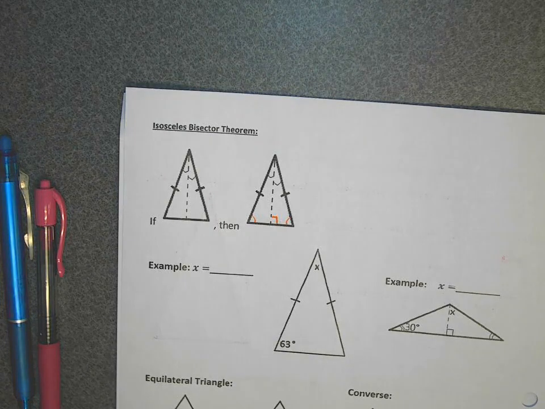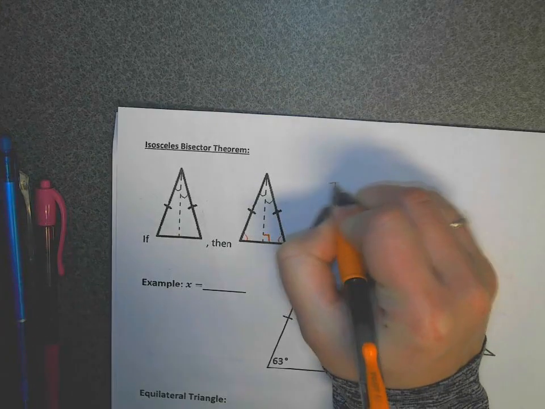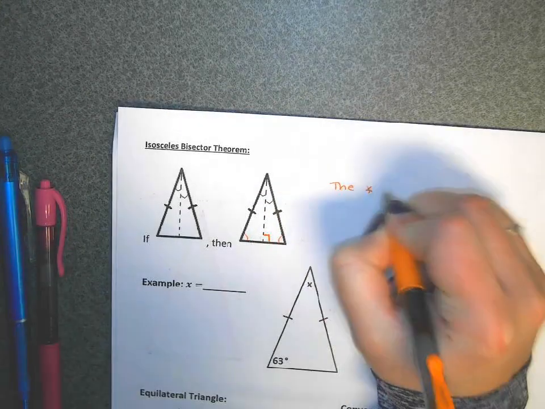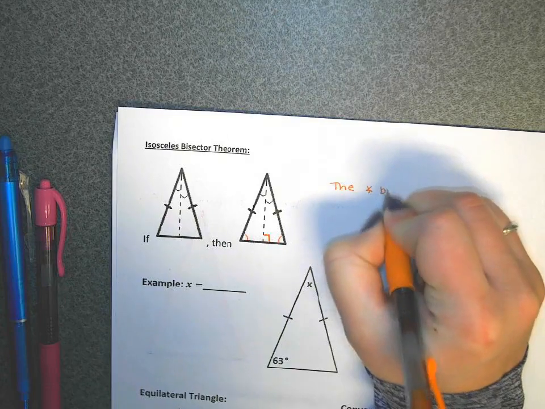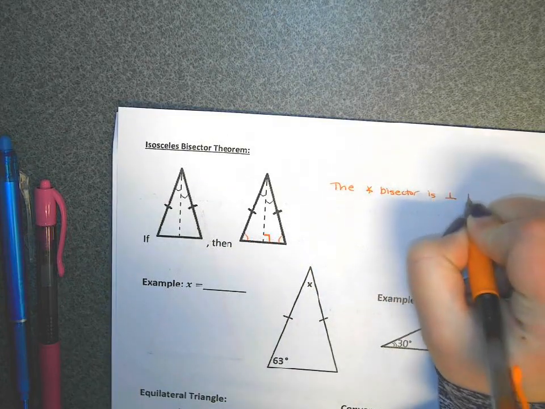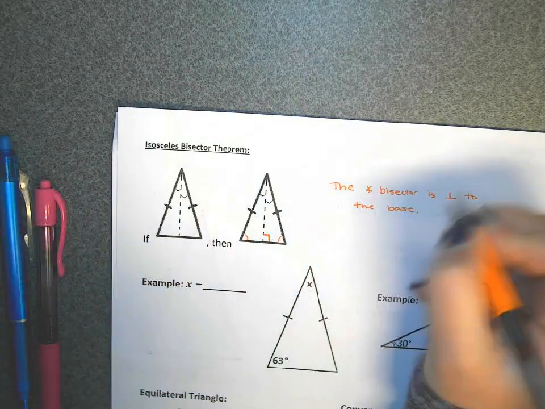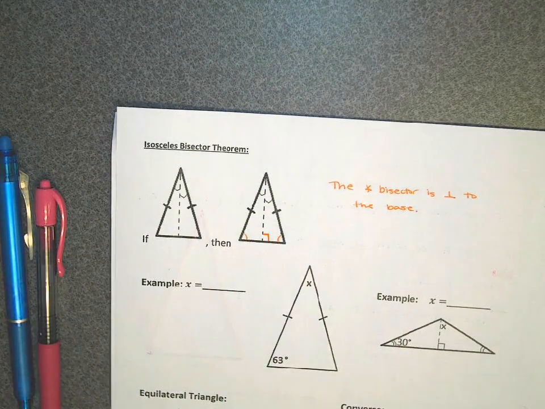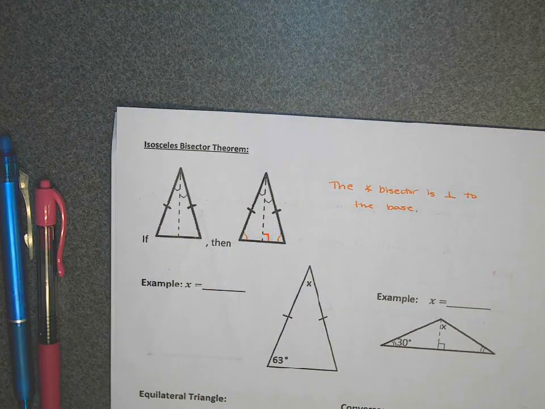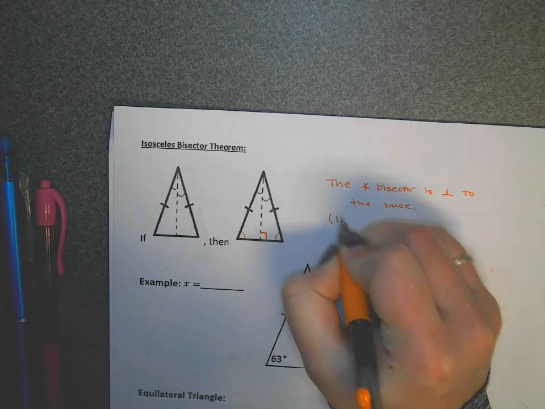So the isosceles bisector theorem says that the angle bisector is perpendicular to the base. So if you bisect that vertex angle, it's going to be perpendicular to the base. That is just the line of symmetry that we talked about.